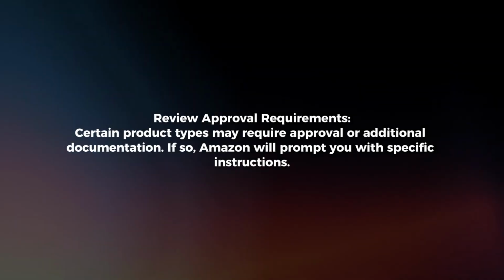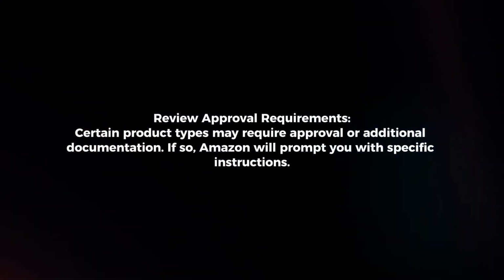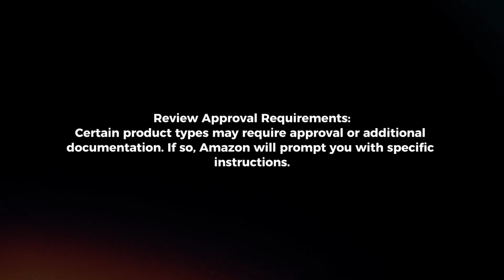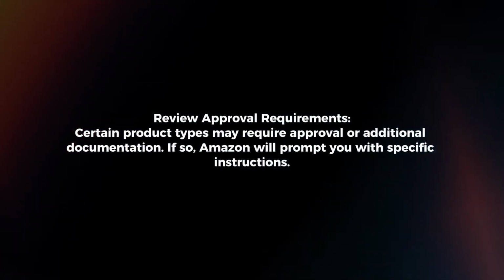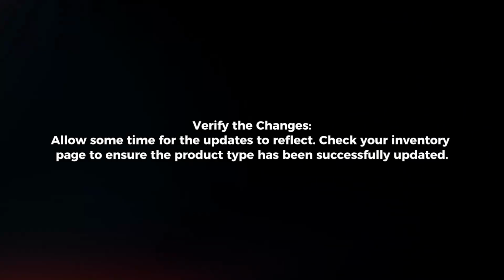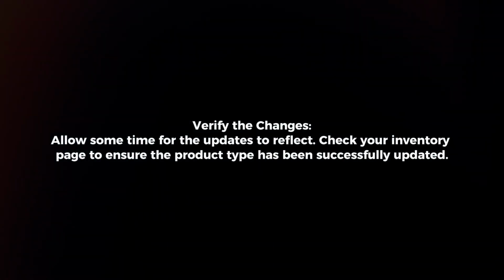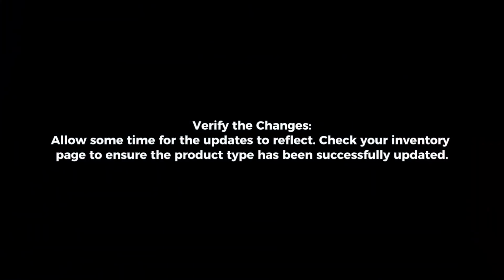Review approval requirements. Certain product types may require approval or additional documentation. If so, Amazon will prompt you with specific instructions. Verify the changes. Allow some time for the updates to reflect. Check your inventory page to ensure the product type has been successfully updated.